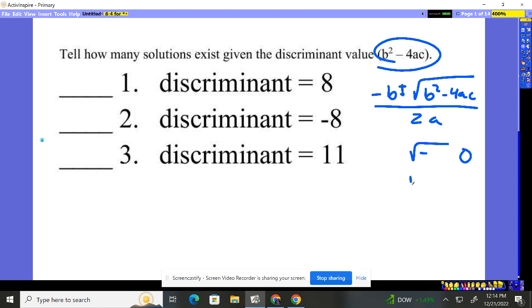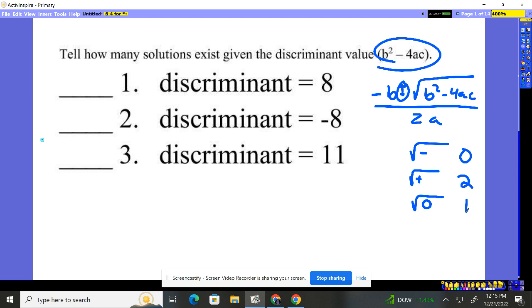If you have a positive number, well, we go about adding and subtracting the two things. So there'll be two solutions. You'll have like 6 plus 4 over 2 and 6 minus 4 over 2. And if you have a 0 in there, you're going to be adding and subtracting a 0, which gives you the same answer. So there'll be just one solution in there.